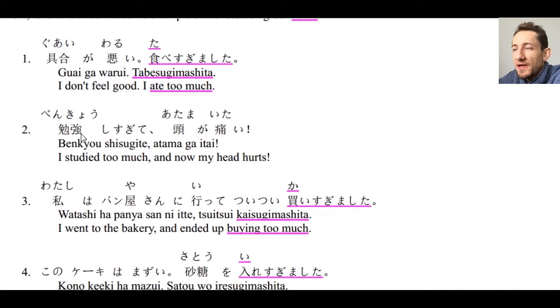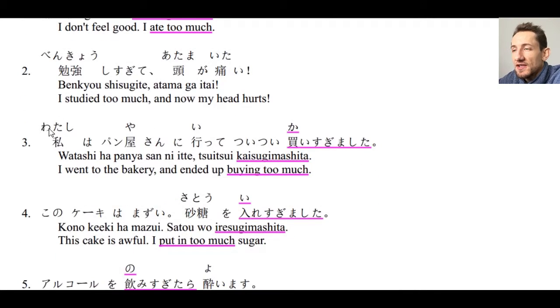Number 2, 勉強しすぎて頭が痛い。So here we have すぎる in the te form. 勉強しすぎて, I studied too much, and now 頭が痛い, my head hurts. I studied too much, and now my head hurts.